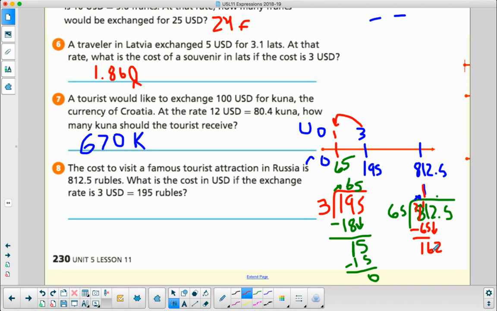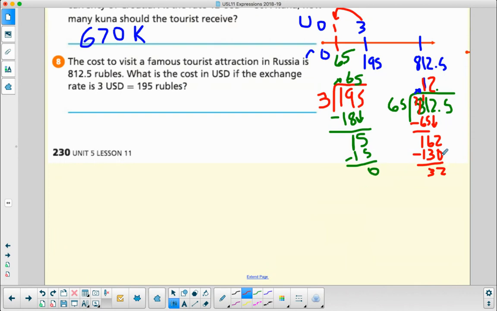How many 7s in 16? There's 2. So I'm going to try 2 65s. Well, 2 times 60 is 120. 2 times 5 is 10. That's 130. Oh, it's not very large. I'm nervous. But I'm okay. 32. But I am out of room. So get ready for it. There we go. Now, 32 is less than 65. I'm good to bring down my 5/10. So now that's going to make 325/10.